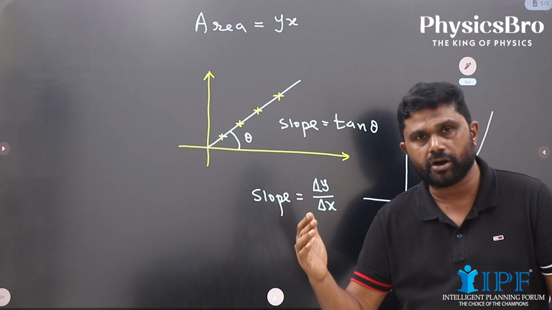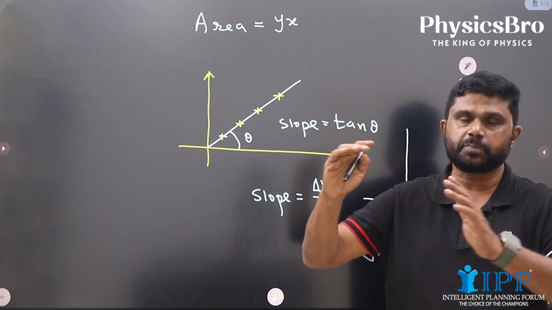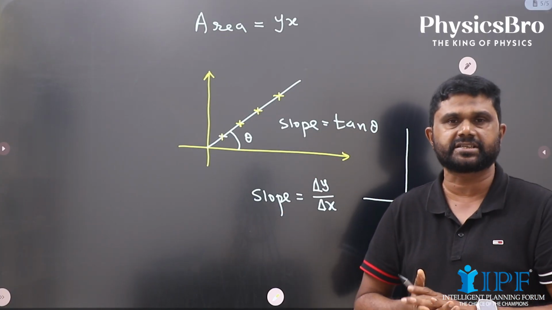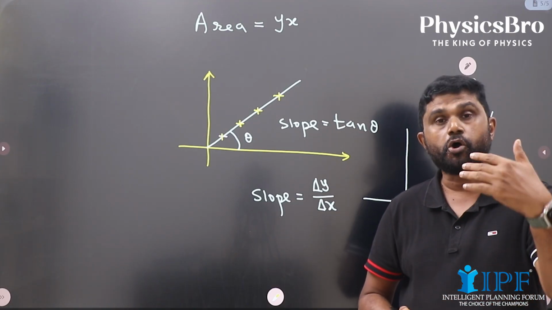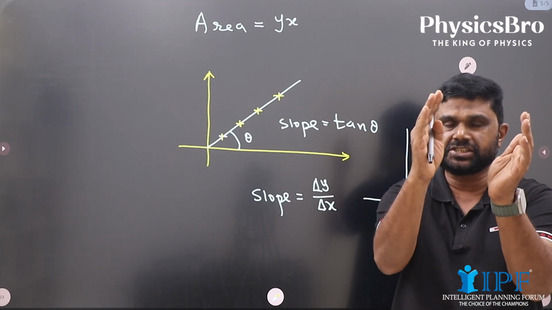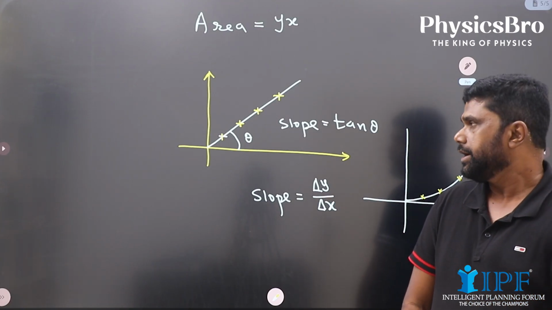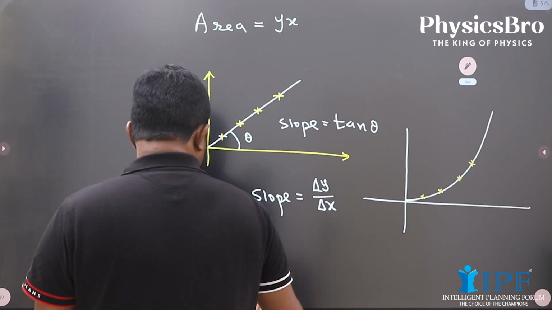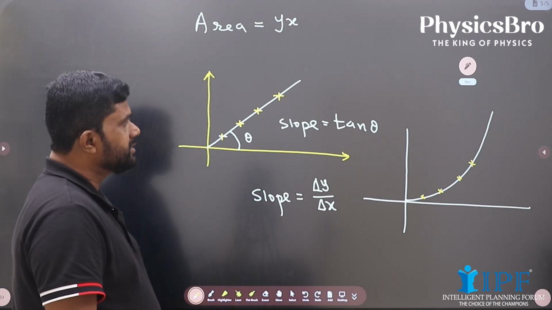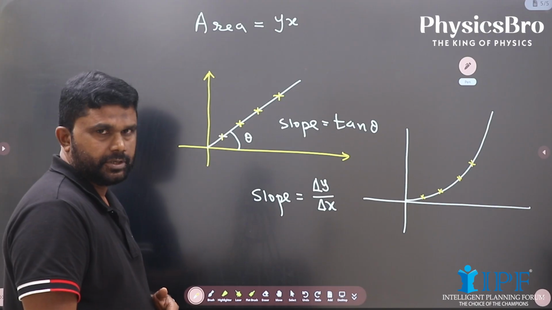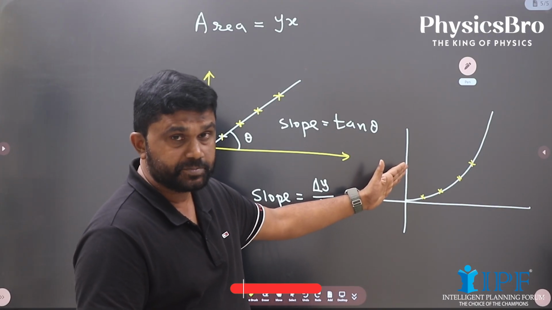What would be the physical quantity represented by the slope of a displacement time graph? Displacement along the y-axis and time along the x-axis. So, the slope of that graph will give you change in displacement by change in time, that is velocity. Now, slope equals delta y by delta x and the slope of a line is given by tan theta. For any graph other than a straight line, there will be different slopes at different points.